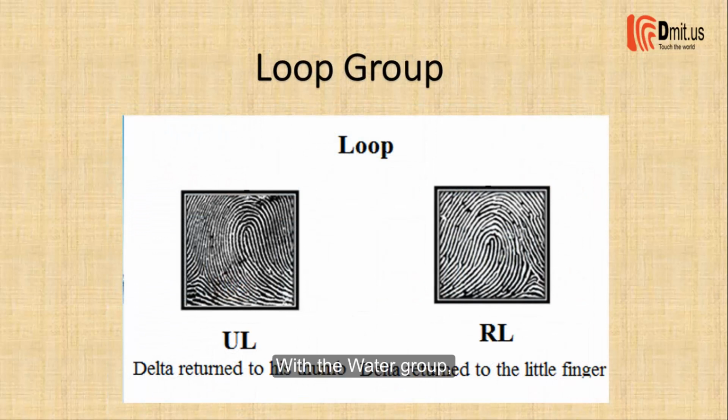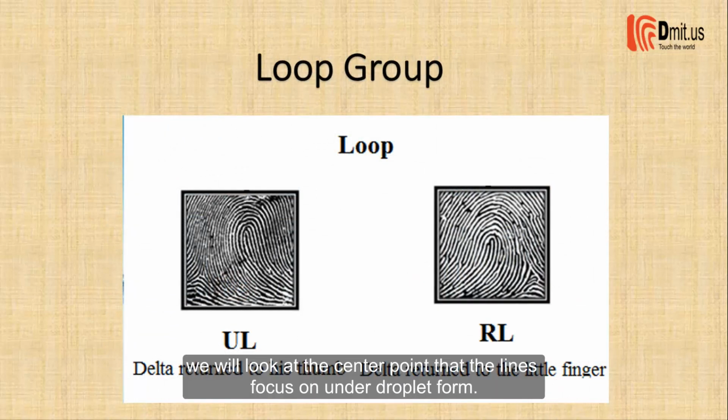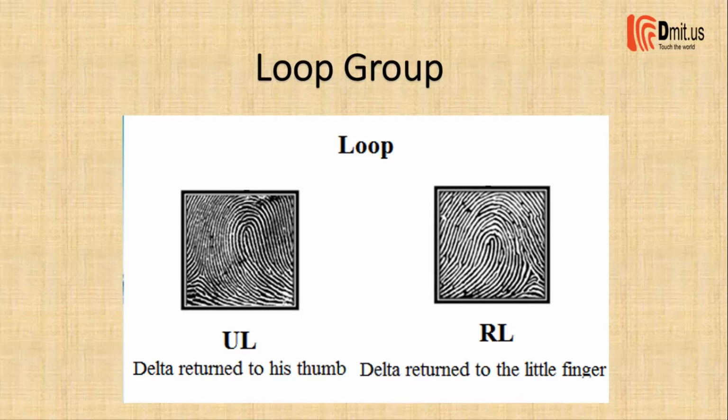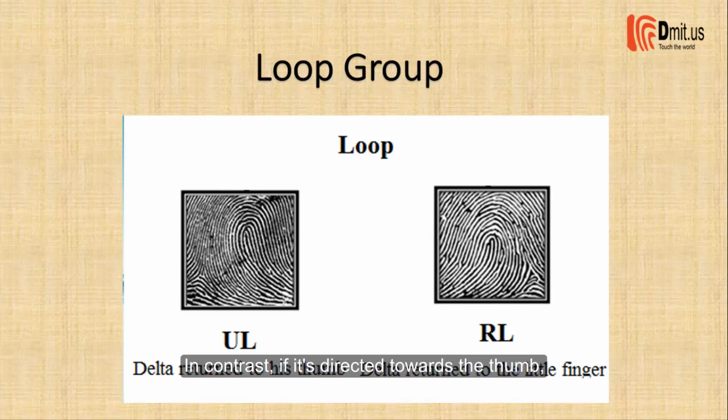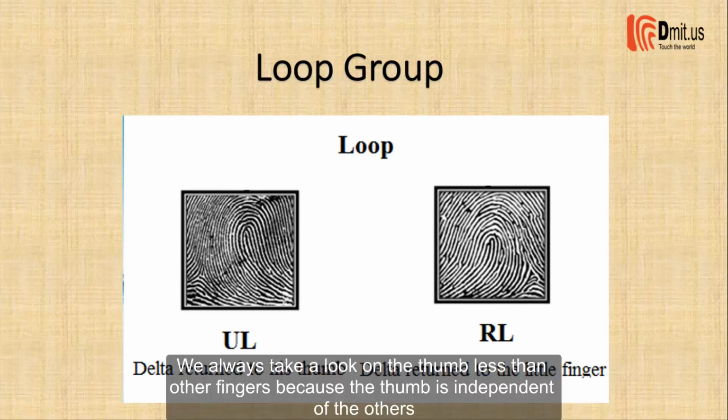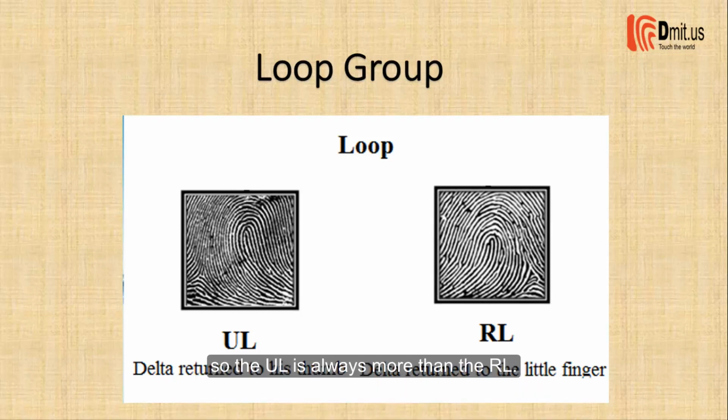With a water group, we will look at the center point that the lines focus on in droplet form. If on the finger, its center is directed towards the little finger, it will be UL, ulnar loop. In contrast, if it's directed towards the thumb, it will denote RL, radial loop. We always look at the thumb less than other fingers because the thumb is independent of the others, so the UL is always more than the RL.